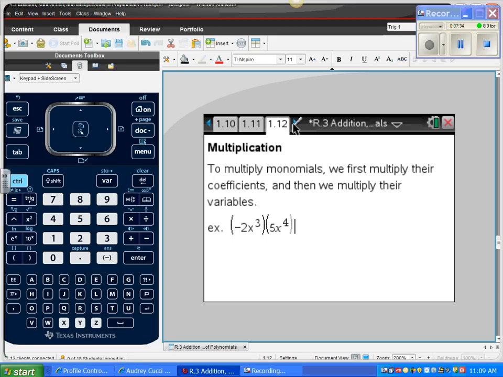So coefficients, negative 2 and 5. Multiply those, we get negative 10. Variables, add the exponents, x, 3 plus 4. So we get negative 10x to the 7th power. Remember, you absolutely have got to know your exponent rules. Those are going to become increasingly important throughout this year.